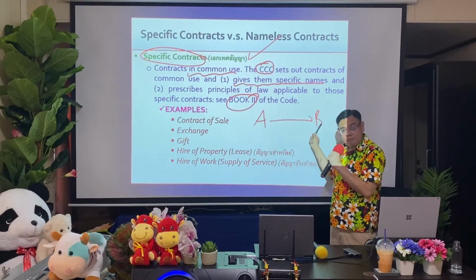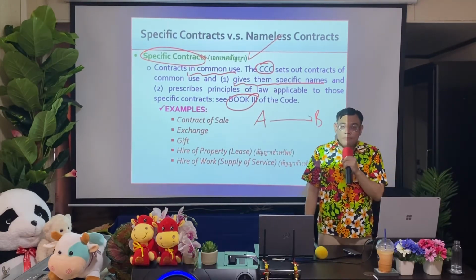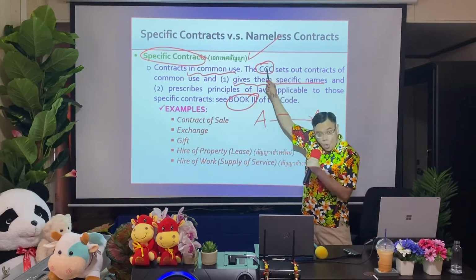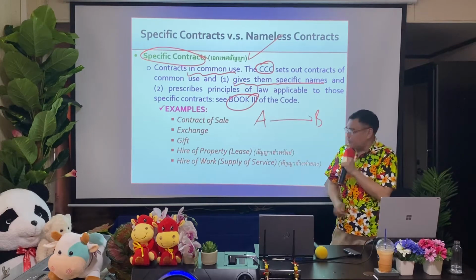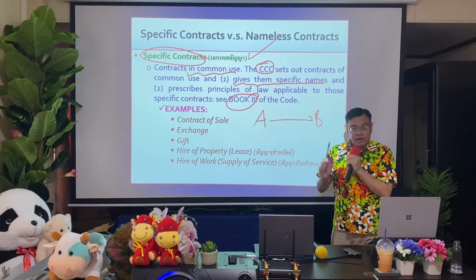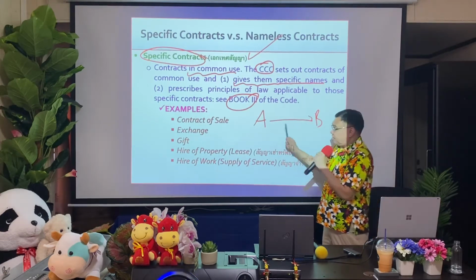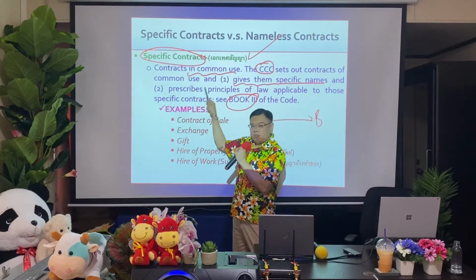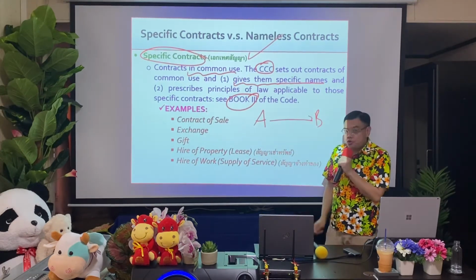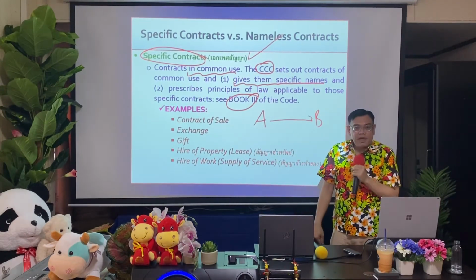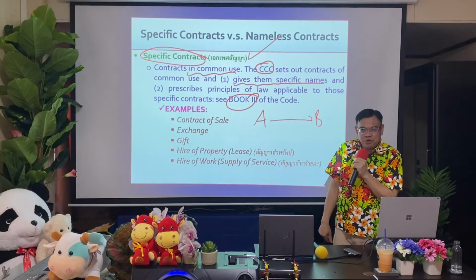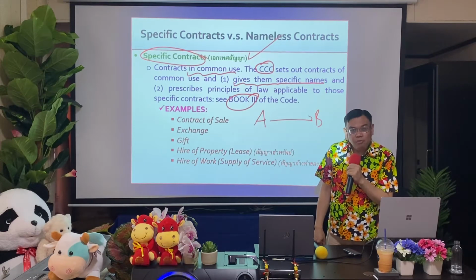party A and party B do not need to give a specific name to this contract simply because the CCC already gives a specific name to this contract, calling it a contract of sale, and the CCC on sale prescribes principles for this contract. A and B do not need to make specific agreements with respect to obligations or rights.